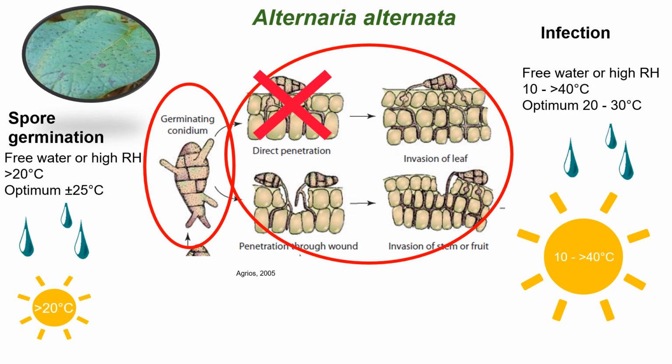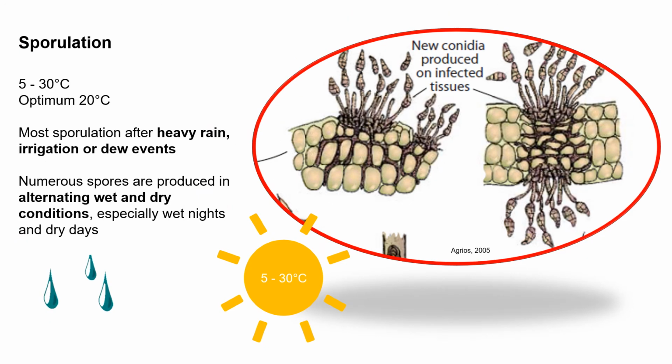For infection, the primary difference here is that there is a wider range of temperatures at which Alternaria alternata can infect, up to 40 degrees and a little bit higher, and the optimum is between 20 and 30 degrees C. Again, free water or high relative humidity are required. For sporulation of both Alternaria solani and Alternaria alternata, temperatures between 5 and 30 degrees are necessary. So that's a very wide range of temperatures. The optimum is around 20.